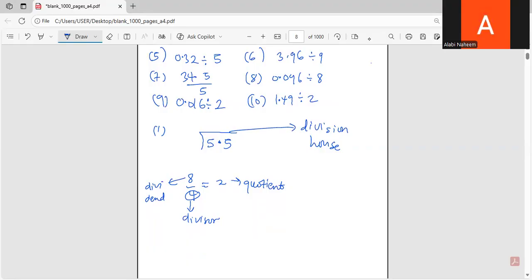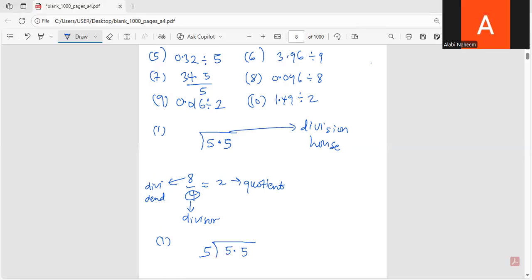So the first question, we have our division house. We are placing the dividend 5.5 and the divisor is 5. So we have 5.5 divided by 5. The divisor we place outside the division house, while the dividend we place in the division house. So what do we do?